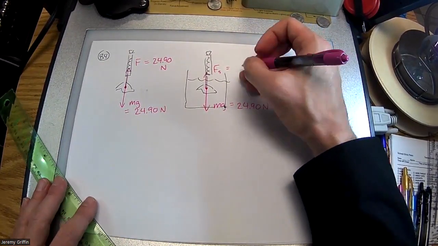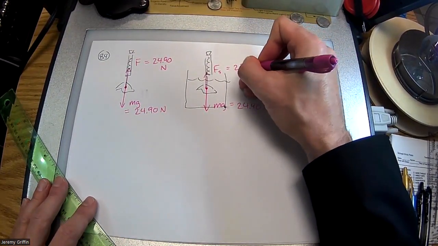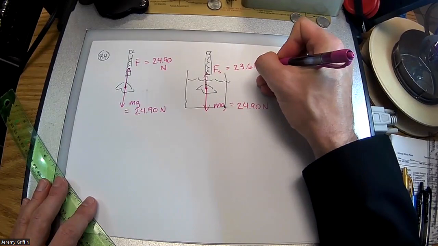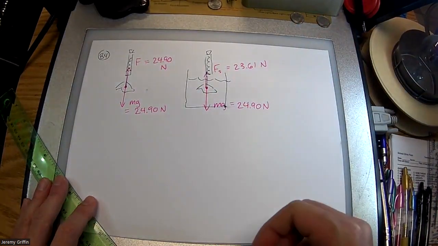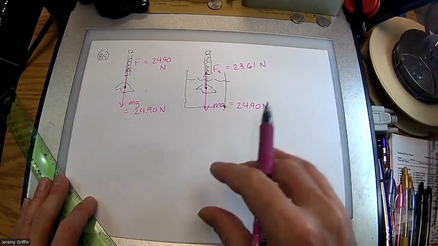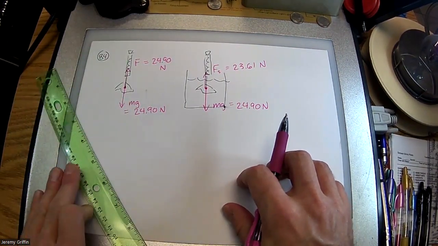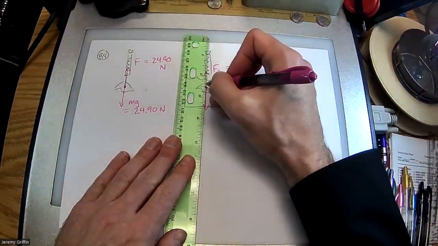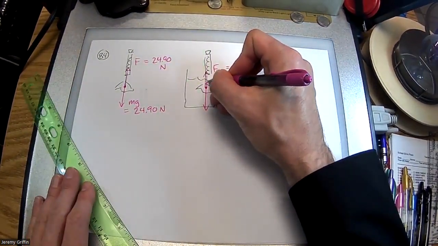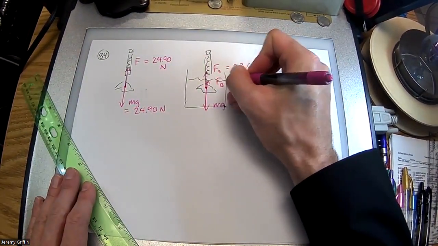And my paper says 23.61 newtons. Ooh, it decreased a little bit, right? Because I haven't drawn what other force is also acting on that statuette. The what force? Buoyant force. It's going to be a little buoyant force, I'm going to do F sub B equals.